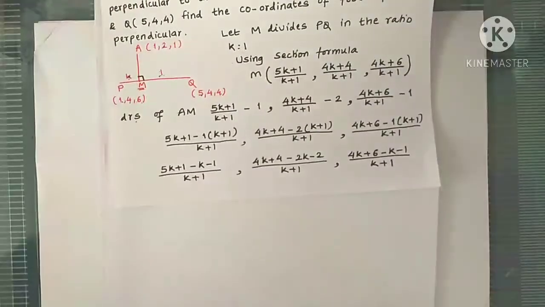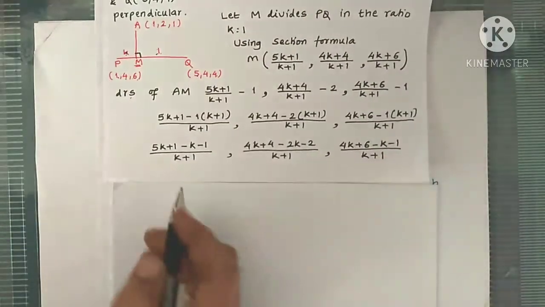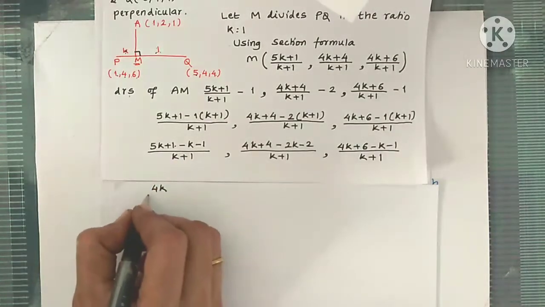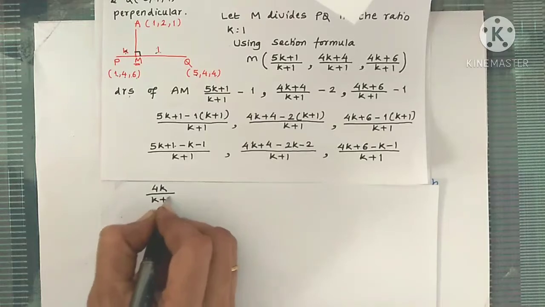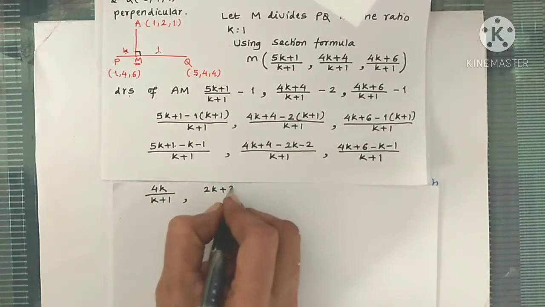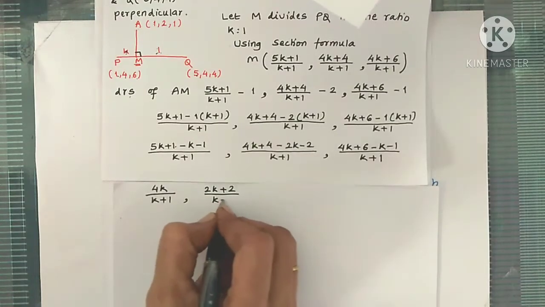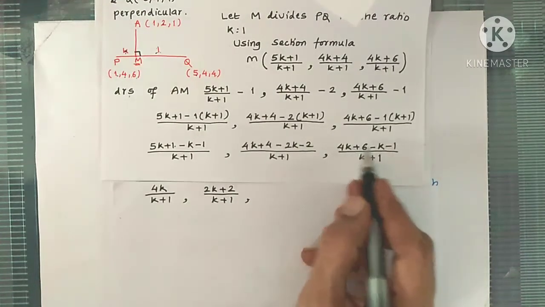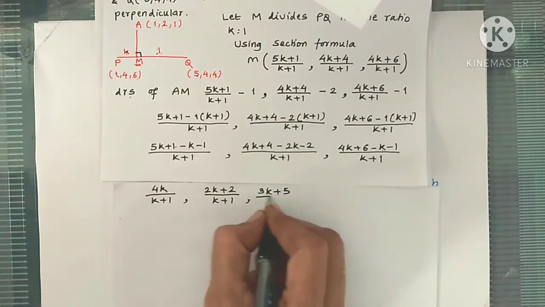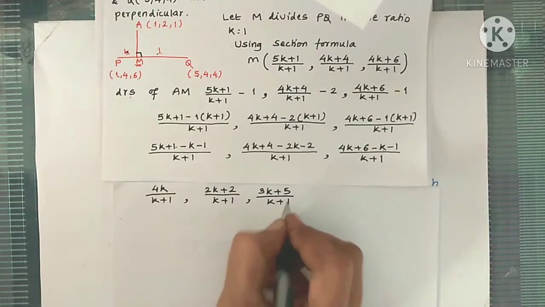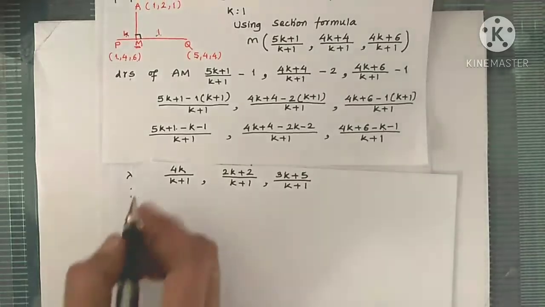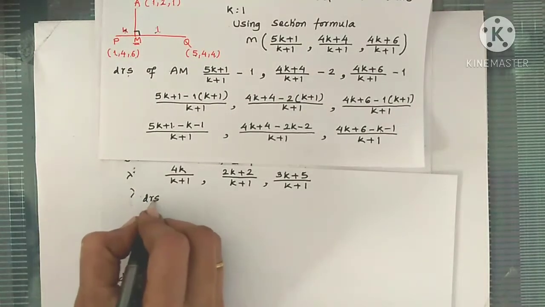So simplifying this, we have 4k only. 1 minus 1 gets cancelled. 4k upon k plus 1. Next one is 2k plus 2. 4 minus 2 is 2 divided by k plus 1. And here 4k minus k is 3k, 6 minus 1 is 5. So 3k plus 5 upon k plus 1. So we have direction ratios of AM. Now let's find direction ratios of PQ.